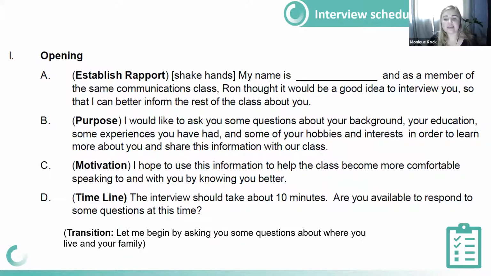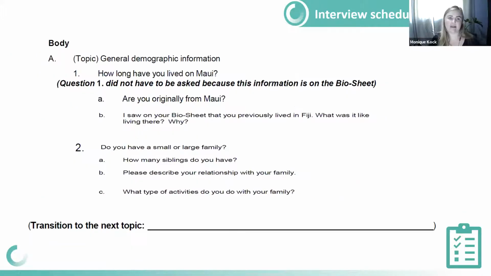How would you use this information? Give motivation as to why the participant's response is so important. And also look at the timeline. If the interview is going to take 50 minutes, try to keep to it. Once you are done with the opening, have a little transition question. Let me begin by asking you some questions about where you and your family live. And then, for instance, you might be able to further investigate.